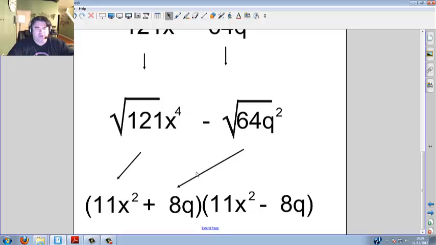Because 11x squared times negative 8q would be negative 88qx squared. And 8q times 11x squared would be positive 88qx squared. So negative 88qx squared plus 88qx squared would cancel out, leaving no middle.